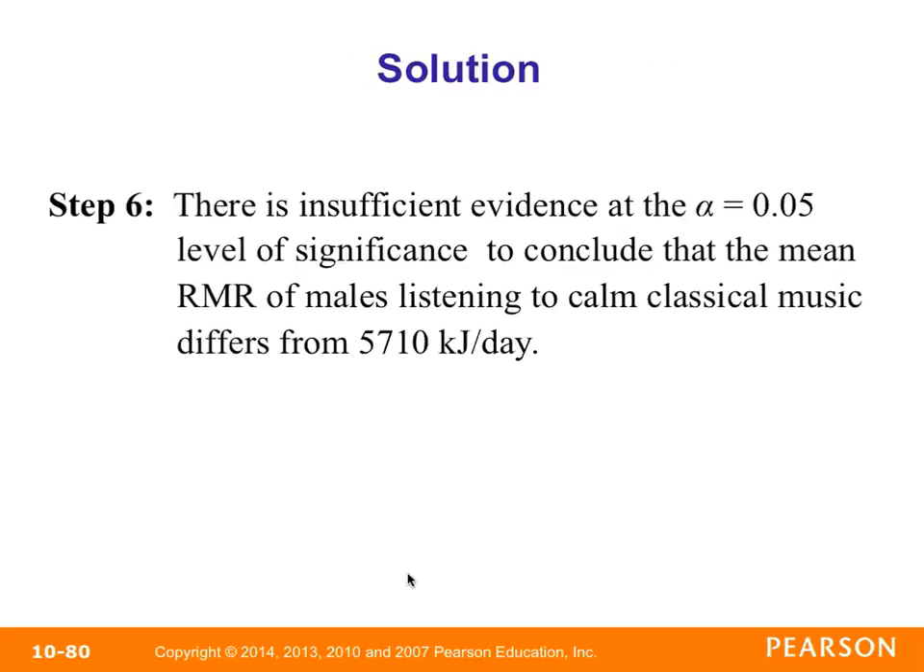So we would say that there is not sufficient evidence at the alpha equals 0.05 level of significance to conclude that the mean RMR of males listening to calm classical music differs from 5710.